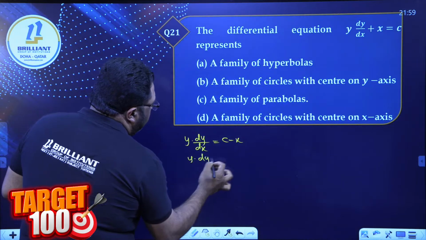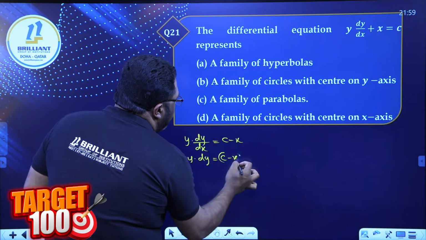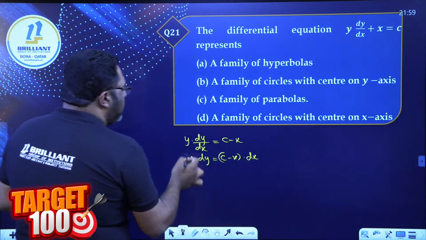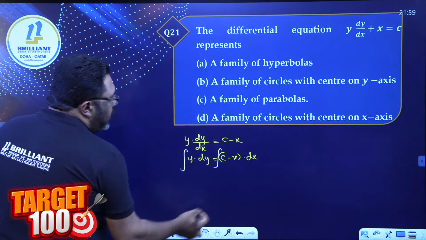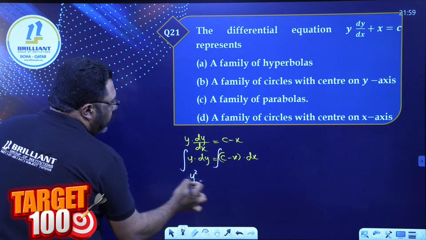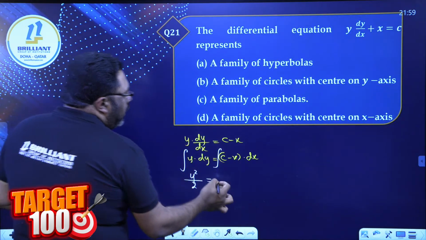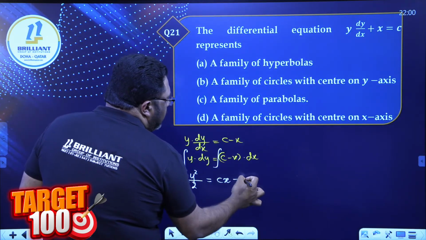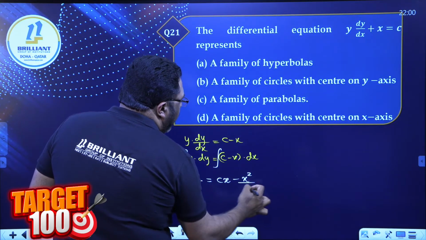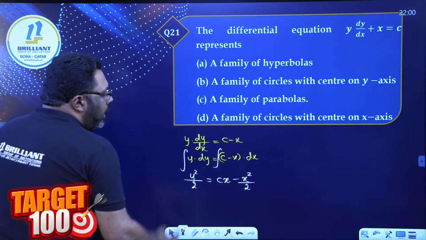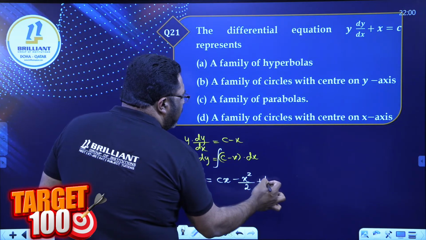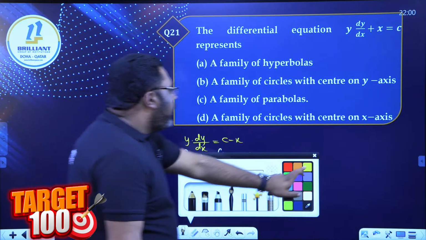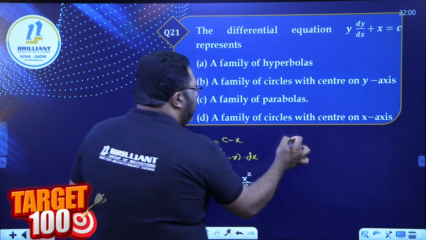y dy equal to (c minus x) dx. Integrate both sides. What is the integral of y? y squared by 2. Integral of c, cx, minus integral of x, x squared by 2, and plus some arbitrary constant k, because we are trying to solve it. Now please listen very carefully to this rearrangement.